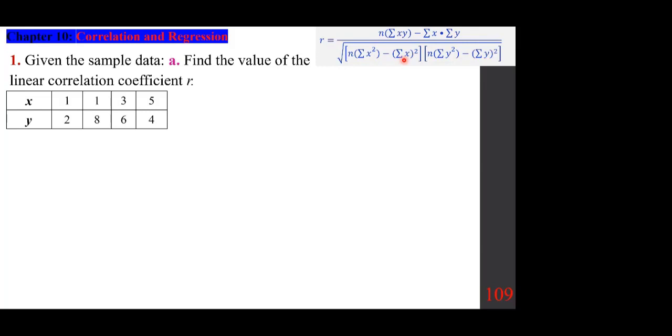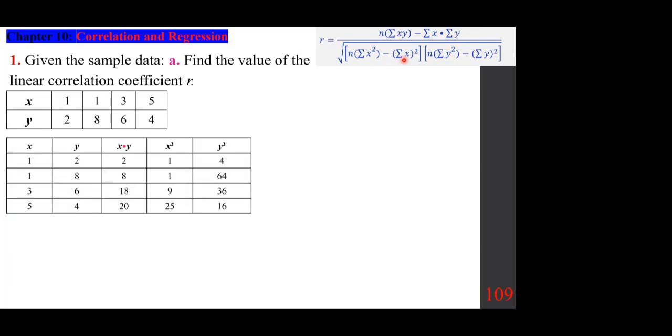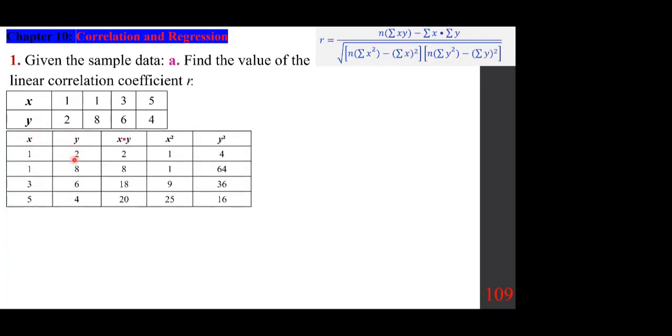However, if we were to do this by hand, we have this x column, we have this y column. Now, when we look at this one, we want x times y. So we're going to multiply this column by this column. So 1 times 2 is 2, 1 times 8 is 8, so on and so forth. We also need summation of x times summation of y. It's coming up in a moment. We also need summation of x squared. We also need summation of y squared.